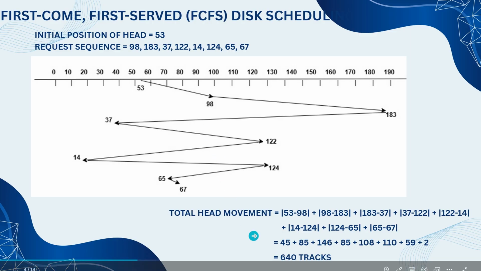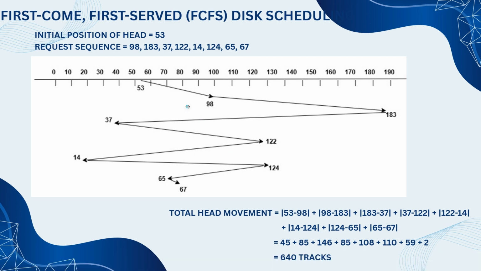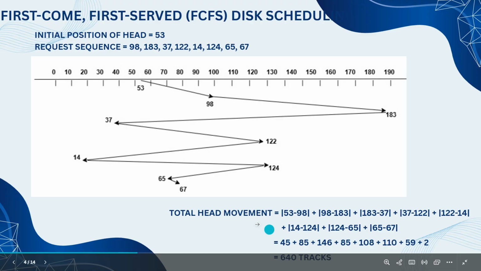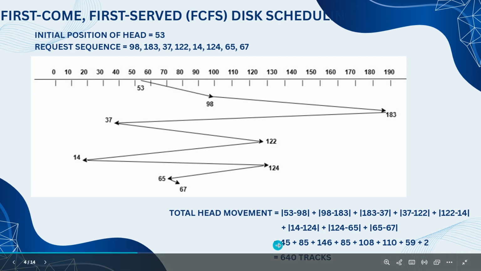Here the total head movement is calculated by the absolute differences between each request. So the total head movement is 53 minus 98 plus 98 minus 183 plus 183 minus 37 plus 37 minus 122 plus 122 minus 14, then 14 minus 124 plus 124 minus 65 plus 65 minus 67. So the total head movement by using the first come first served disk scheduling algorithm is 640 tracks.